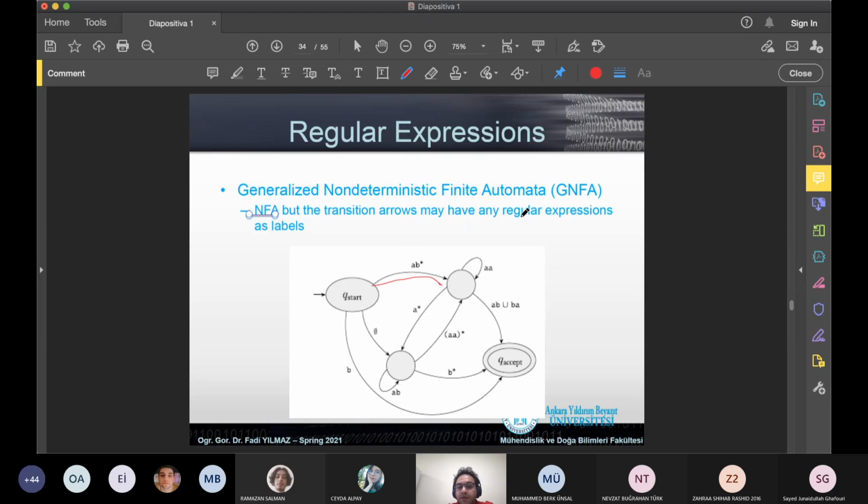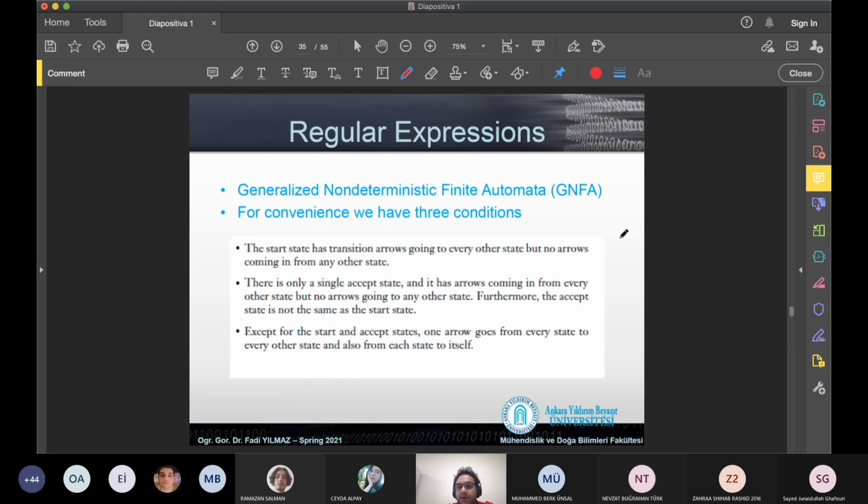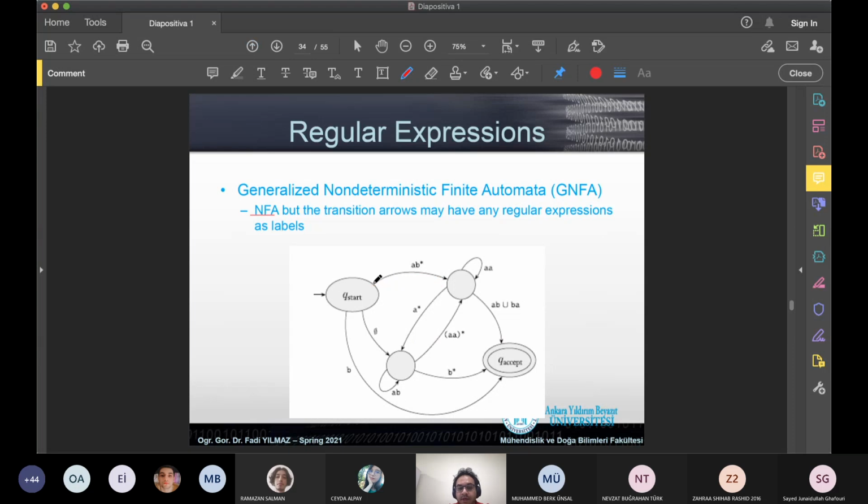Also, we have some specifications to make a GNFA understandable because it looks so complicated. We have 3 rules, 3 conditions. The first rule says the start state has transition arrows going to every other state, but no arrows come from the other states. So our start state must be connected to all other states. You see, this is connected, this is connected, this is connected. This is the first rule. But there is no going back arrow. We cannot go back to the start state with any arrow.